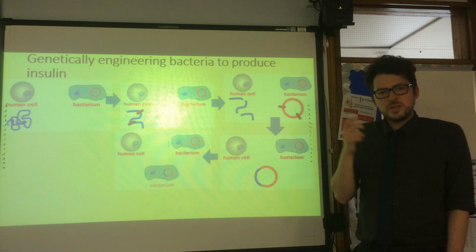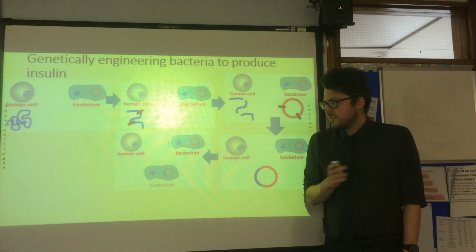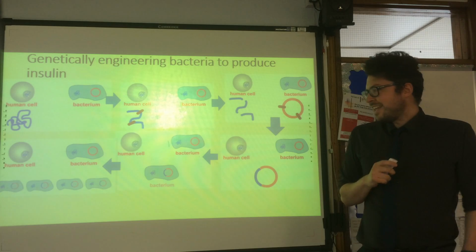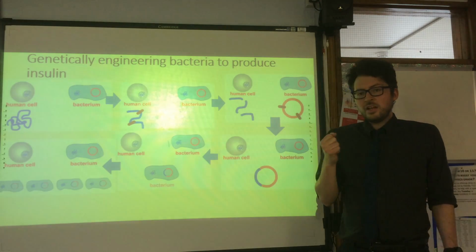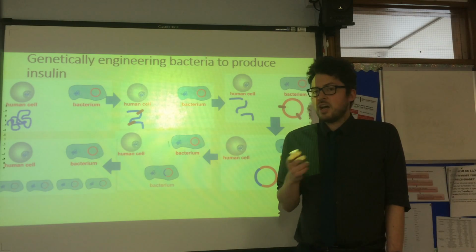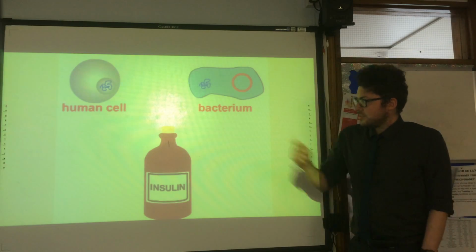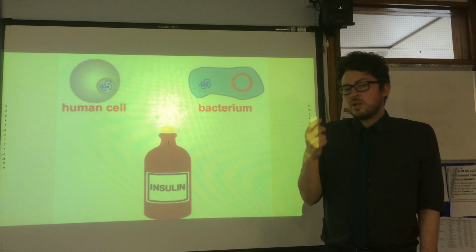The next step would just be to allow the bacteria to divide and grow. Every time the bacteria divides, they would all contain that human insulin gene. This means that the bacteria will be able to produce insulin, which can be used to treat people with diabetes. And that's what we'd end up with. Lots of insulin, which can be used to treat people with diabetes.